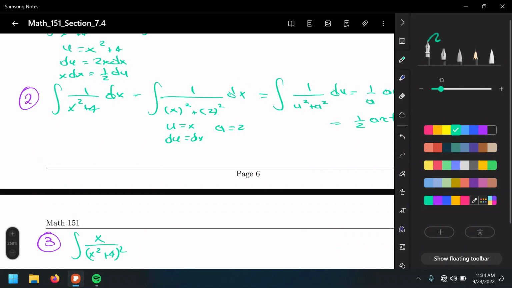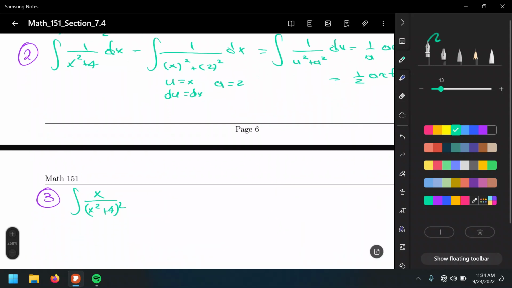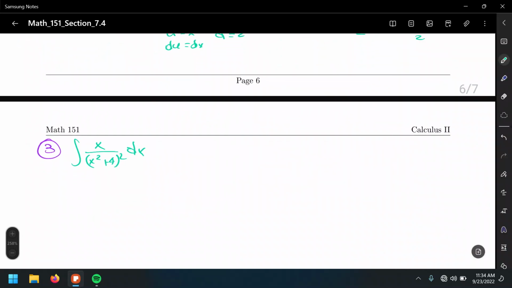So it looks like this setup right here is going to work because if we set u equals x squared plus 4, du equals 2x dx, and again x dx equals 1/2 du. So x dx is 1/2, and x squared plus 4, isn't that a u squared?